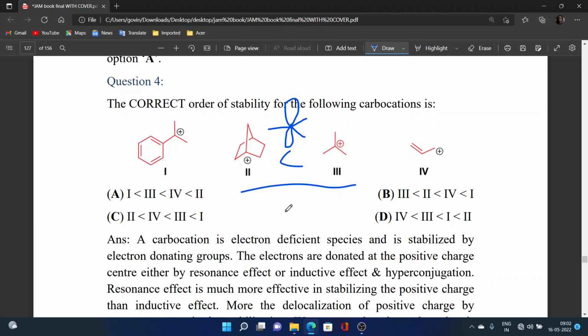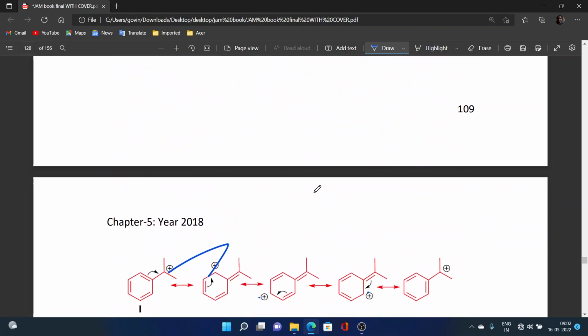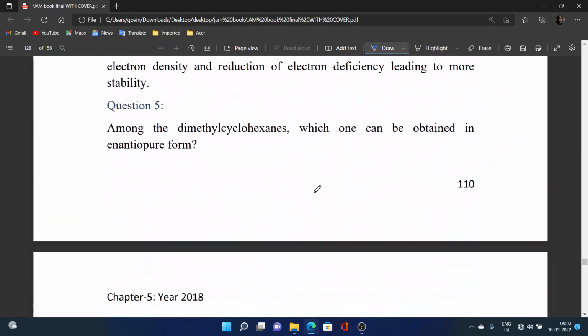So the correct order should be, the least stable is 2, then it should come 3, then it should come 4, then it should come 1, but I think some problem is there, so that should be the right answer. Let's look at the last question.